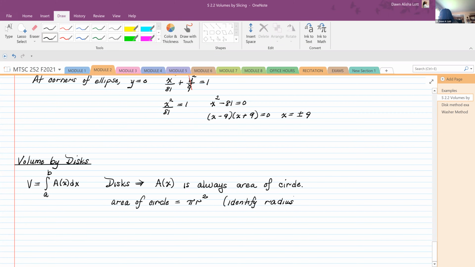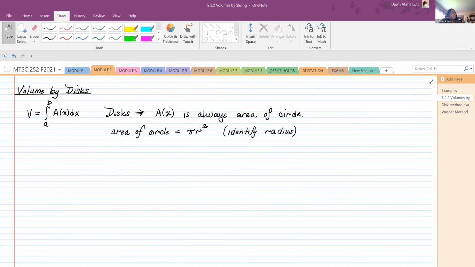Okay, so this is what we're going to do. The first thing we're going to do is revolution of a region about the x-axis to make a solid.